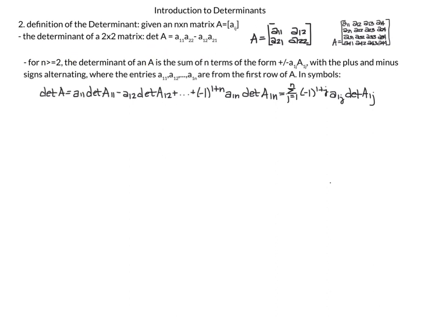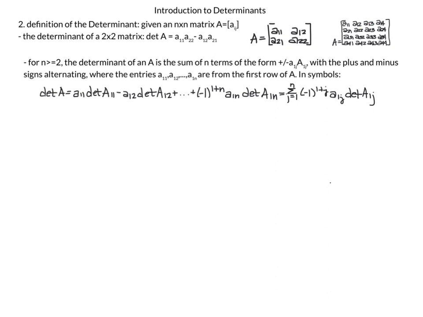So it's the sum of the n terms of the form plus or minus a sub 1j. So this is the first row. So we're going across the first row, and we're going to multiply each term of the first row, a sub 1j, times the determinant of the matrix A sub 1j, which is the matrix A with the first row and the jth column deleted. And you'll see because of the plus and minus, those alternate, where the entries A11, A12, and A1n are formed from the first row of A.